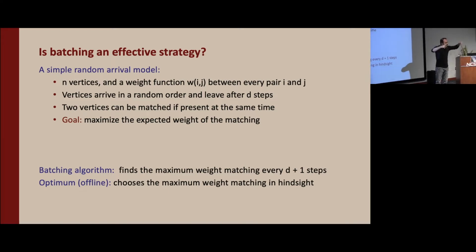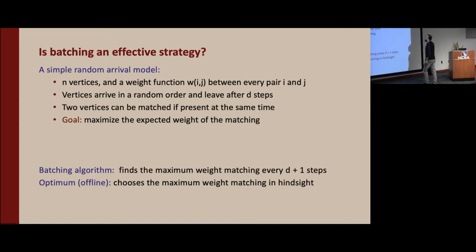So think about these as ride requests. What's the value you gain if you put these two riders in the same car? So the graph is arbitrary. The weights are arbitrary. Let's say it's determined by an adversary. And then once you have that, the vertices arrive in a random order. So at every time step, a new vertex arrives, and it stays in the system for d steps.